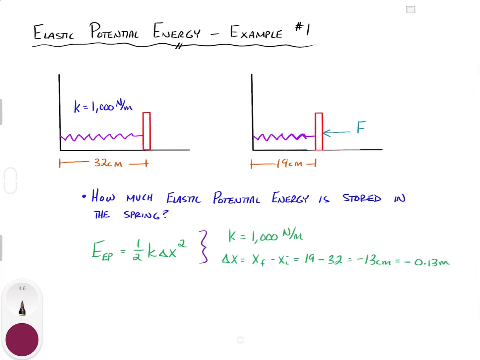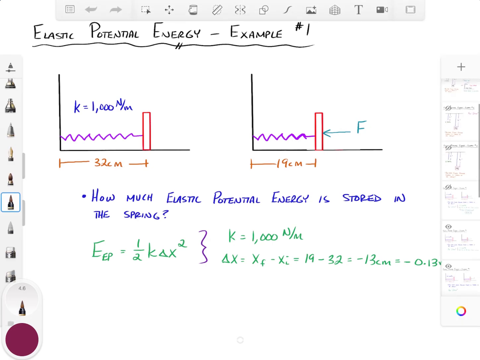So if we take a look at everything that we're given, we know the spring constant is 1,000 newtons per meter. To find the displacement of the spring, we will do the final length, or the final position, minus the initial, the final being 19 and the initial being 32. So I get negative 13 centimeters, which when I convert to meters is negative 0.13, the negative implying that it has been compressed as opposed to being stretched.